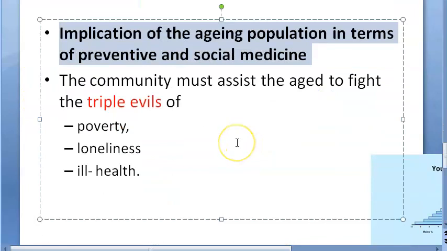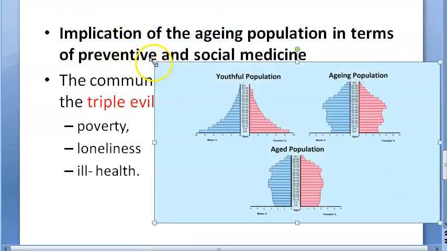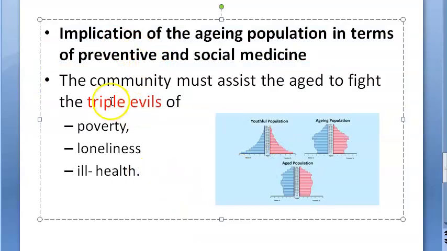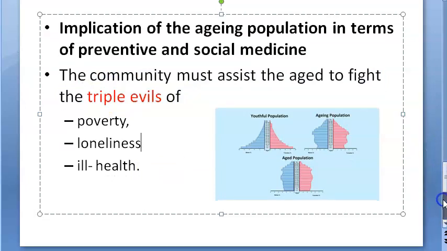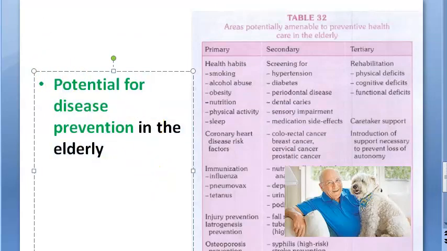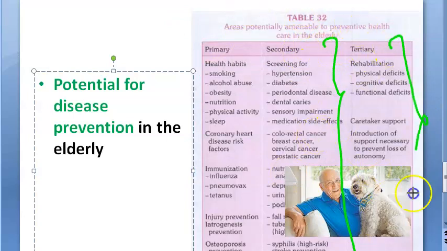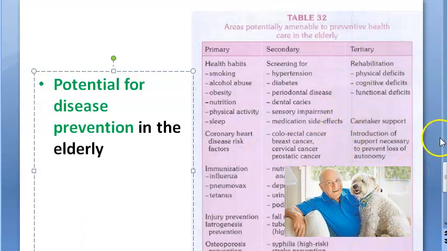Implication, why is all this so important? You should understand the population pyramid and how it affects the economy, etc. And the community must assist the aged to fight this triple evil. The three evils are poverty, loneliness, and ill health. Then potential for disease prevention. You can do primary prevention, secondary prevention, tertiary prevention. Primary prevention, mention that they should stop smoking, alcohol, take immunization, etc. Secondary prevention, basically you will catch the disease early, so they have to go for screenings and diagnosis tests. And tertiary, you will prevent by doing disability limitation, rehabilitation. All those things you will write, no doubt.